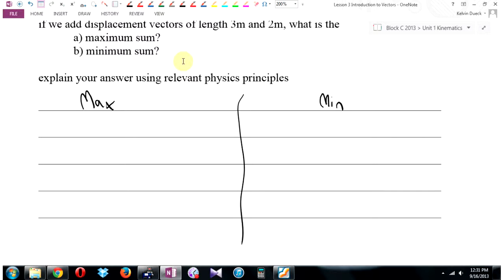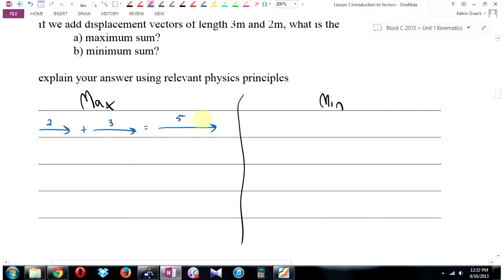What is the maximum sum I can get if I have a vector of length 3 meters and a vector of length 2 meters? 5. Jacob, you're right. Convince me. If they're both going in the same direction. And I think that diagram would be a perfectly valid proof. I would say, oh yeah, that is the biggest.